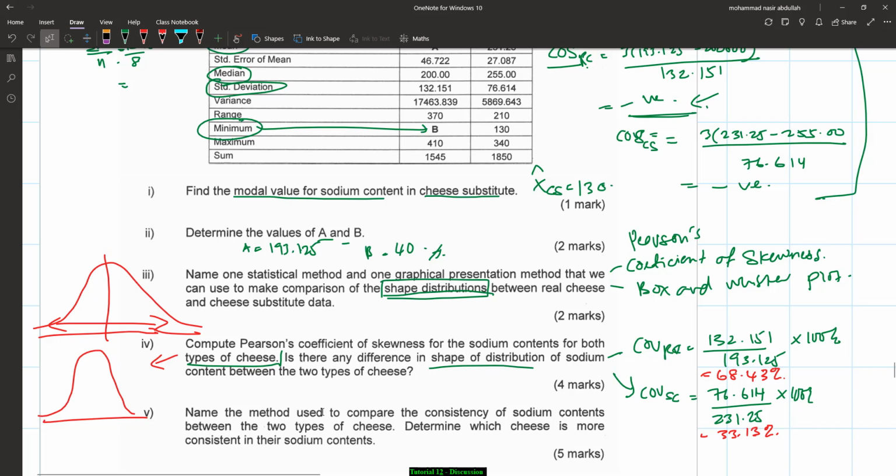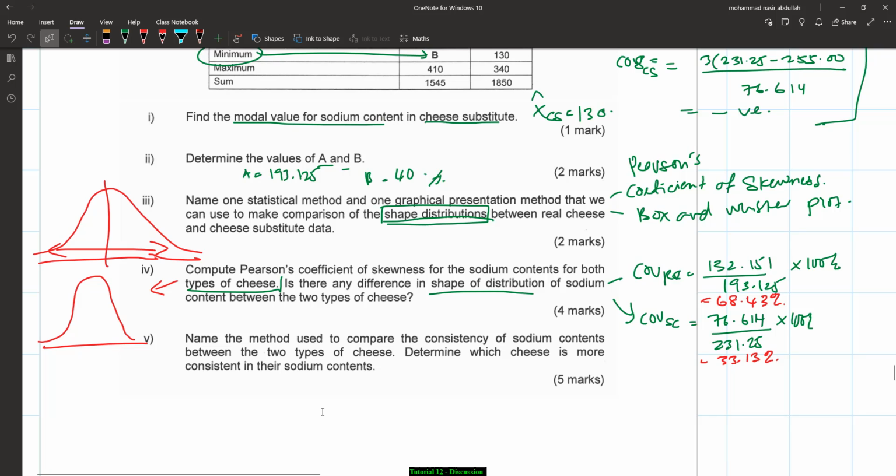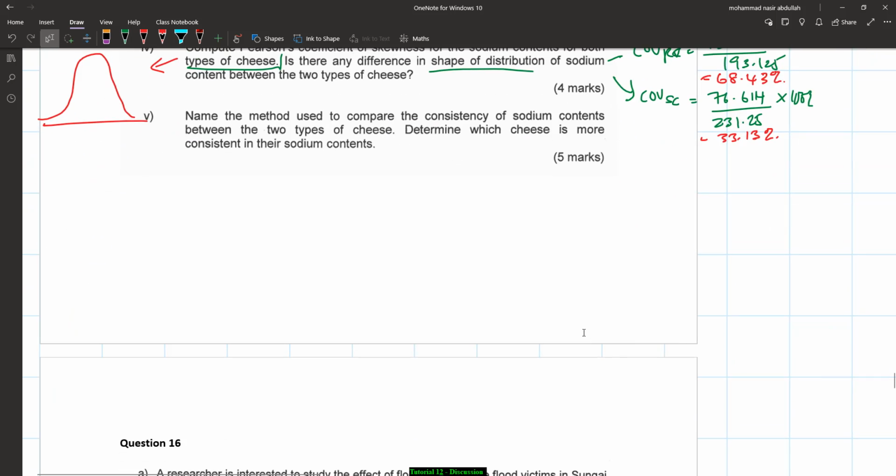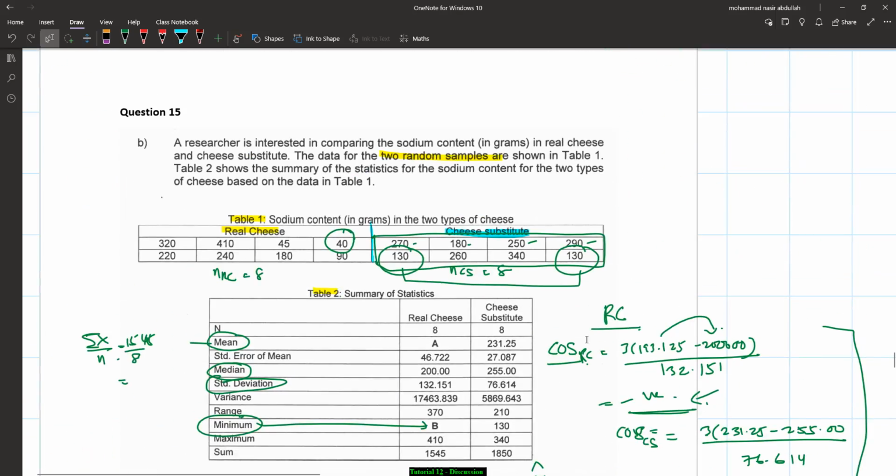Name the method used to compare consistency of sodium content between two types of cheese. Determine which cheese is more consistent. Ini kita dah kira tadi kan? So dah siap lah. Compare consistency means coefficient of variation lah. Okay? I think that's all for question number 15.